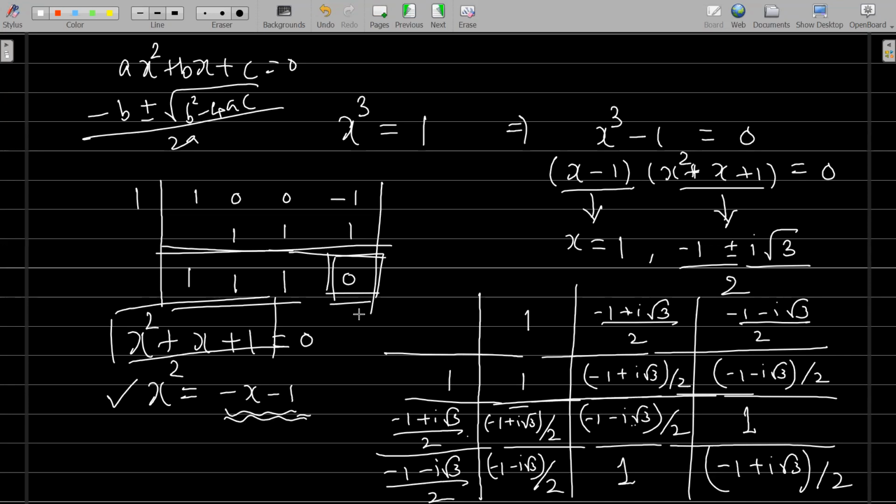And see that now once again in the table, it's closed. I get again elements from the same three elements, right? Then every element occurs in each row and each column exactly once. So that is a group.